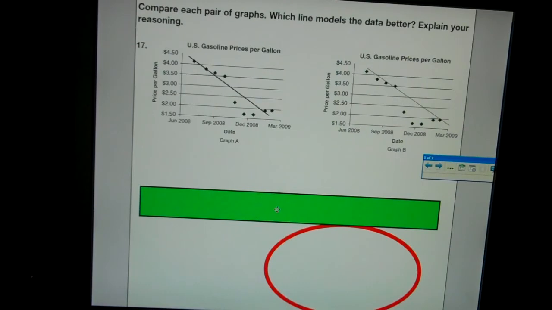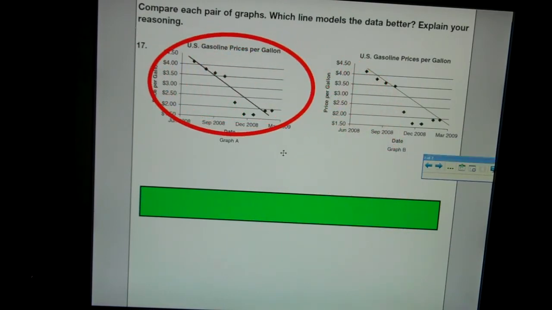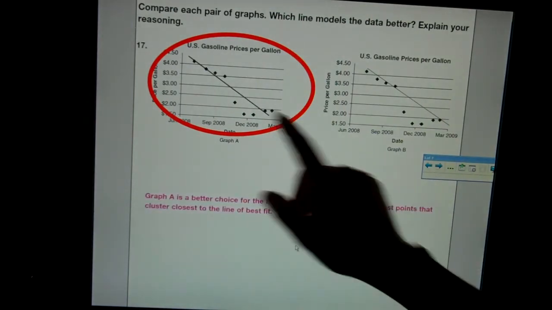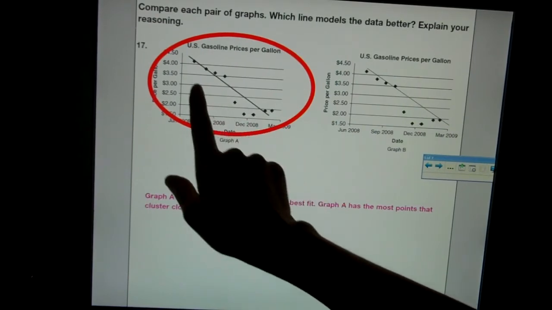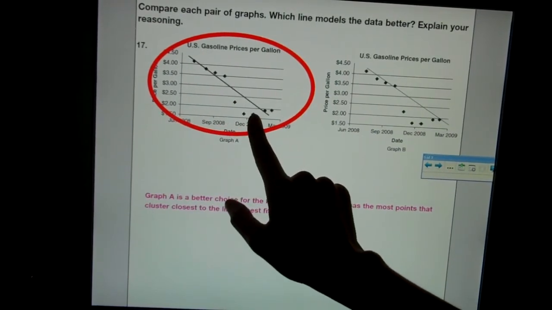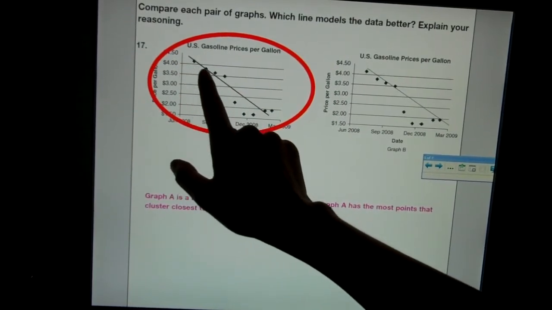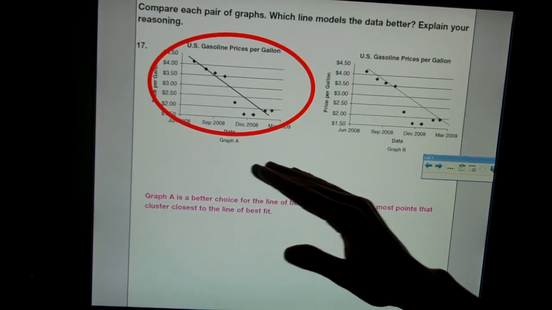It can be tricky, but it's A. A is the better option, and here's why. Okay? Look at that line of best fit. See how it best splits the data? On this side I have 1, 2, 3 data points. On this side I have 1, 2, 3 data points. And it hits 1, 2, 3 of them. Okay? So it's pretty well splitting the data in half.